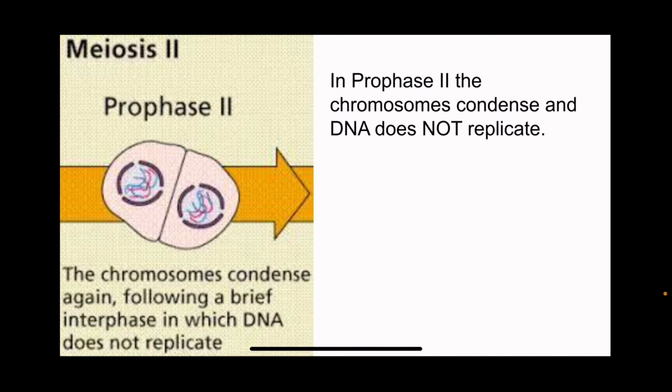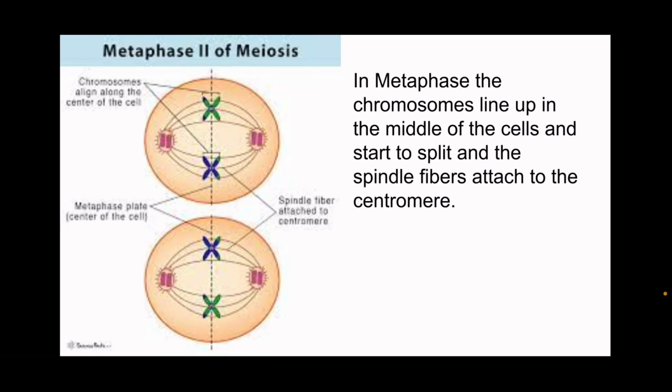So meiosis 2, prophase 2. In prophase 2, the chromosomes condense and DNA does not replicate, because that would make too many copies. It would mess things up, and you'd get mutations and stuff, which we don't want.